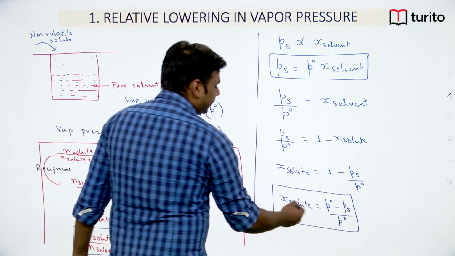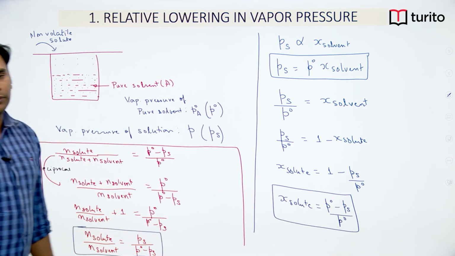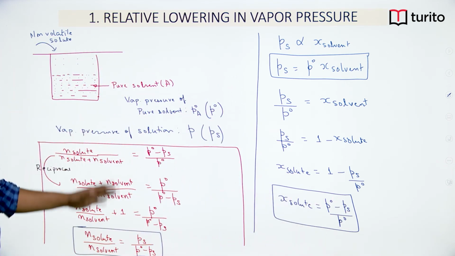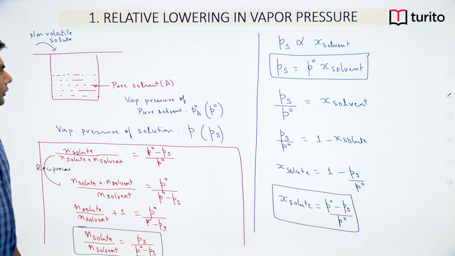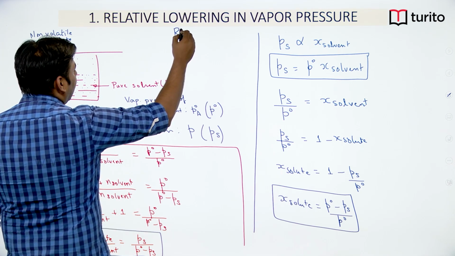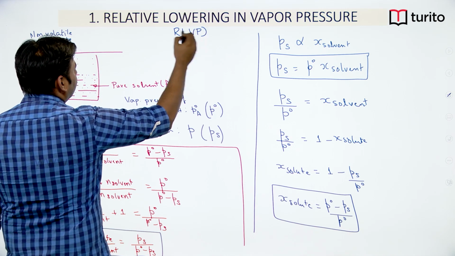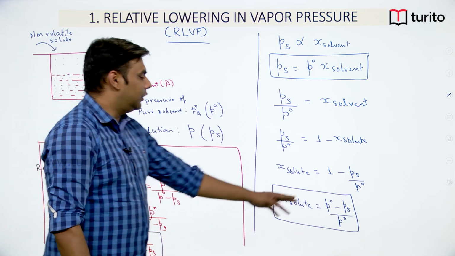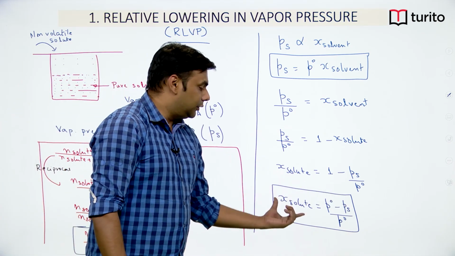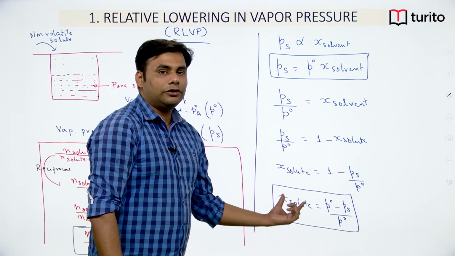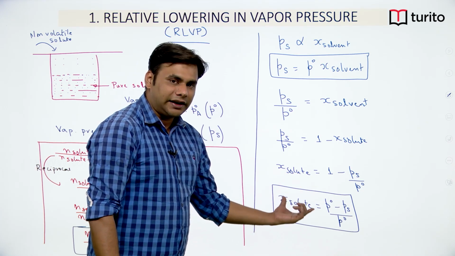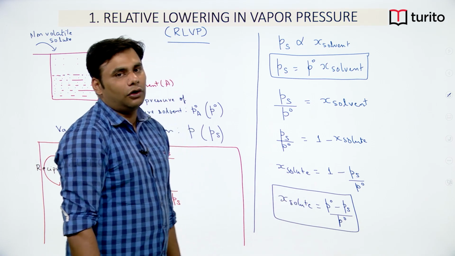But this expression, X solute is P naught minus Ps upon P naught. This is basically the relative lowering in vapor pressure, also abbreviated as RLVP. You can clearly see that the relative lowering of the vapor pressure is equal to the mole fraction of solute. So it depends upon the number of particles rather than the nature of the particle, hence it is a colligative property.